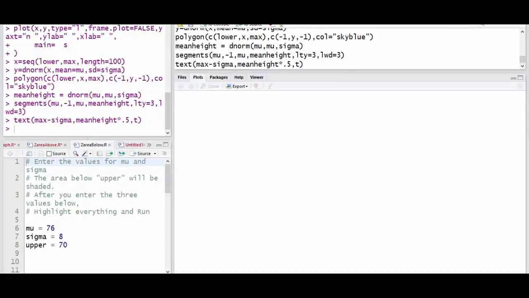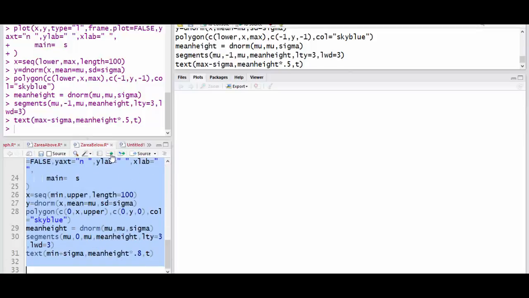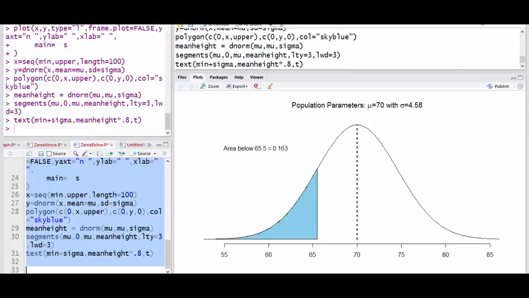Okay, in R, I'm going to pull up my z area below program, and I'm going to set the mean to 70. The standard deviation was 4.58, and then the upper bound is going to be 65.5, and then just shade everything in and click run, and then we have our curve here. It's got the area below printed, the shading, everything you need there. So just export, copy to clipboard, copy plot, and you're off. That'll be it for this video.